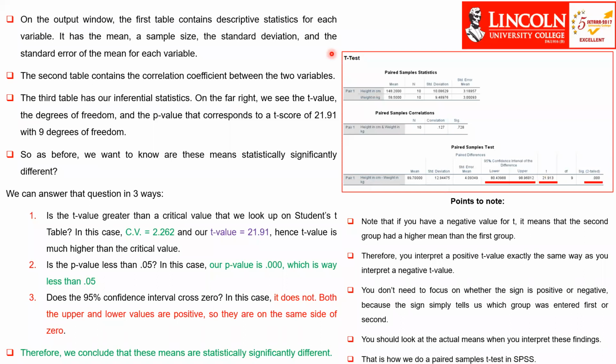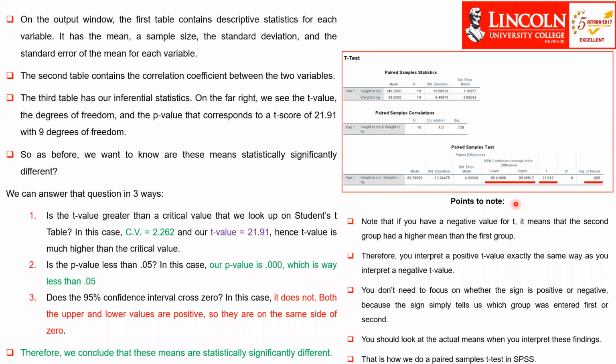Therefore, you interpret a positive t value exactly the same way as you interpret a negative t value. You don't need to focus on whether the sign is positive or negative, because the sign simply tells us which group was entered first or second. So you should look at the actual means when you interpret these findings. That is how we do a paired sample t-test in SPSS.